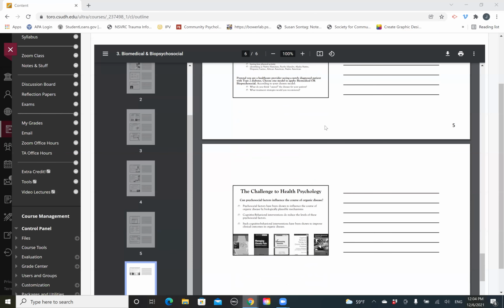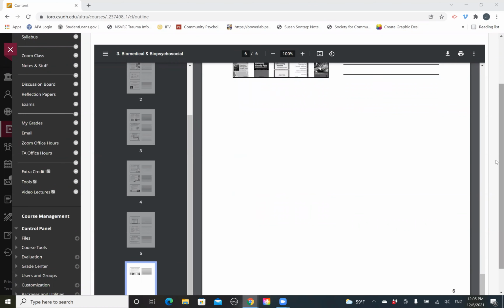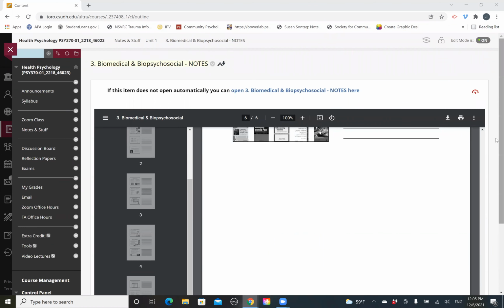So the challenge to health psychology: can psychosocial factors influence the course of organic disease? Psychosocial factors have been shown to influence the course of organic disease by biologically plausible mechanisms. Cognitive behavioral interventions do reduce the level of these psychosocial factors. Such cognitive behavioral interventions have been shown to improve clinical outcomes in organic disease. So that's kind of what we went through and what Dr. Mers went through, at least in Unit 3.